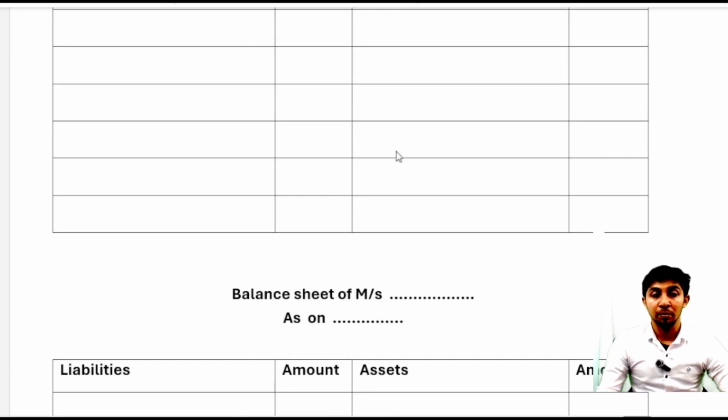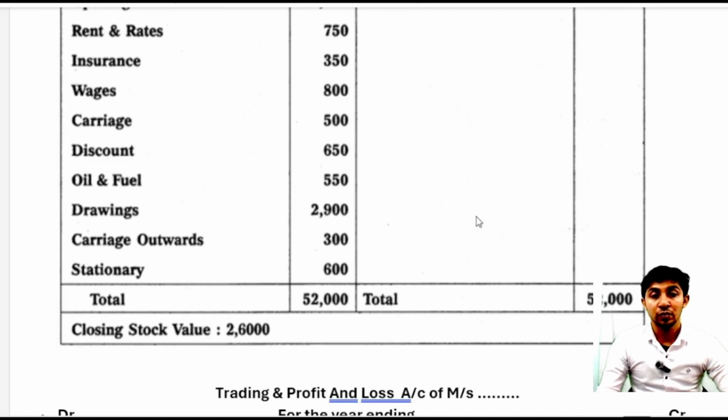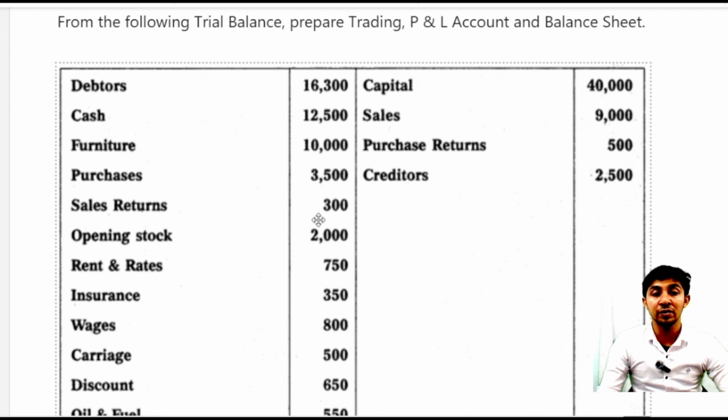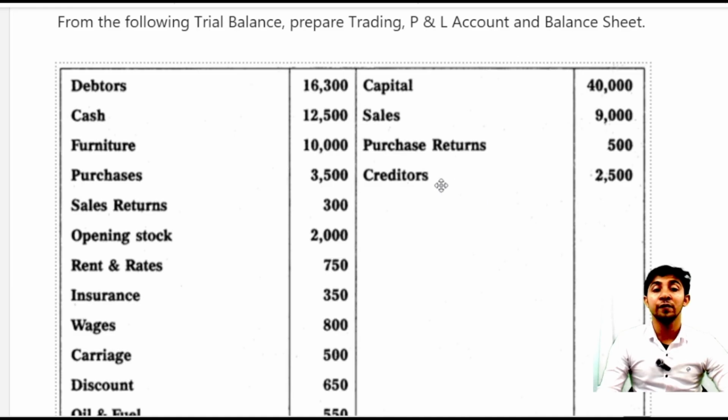Now let us begin with the trading account credit side. The first item of the trading account is sales, and the last item is closing stock. If you are writing sales, we need to search for sales on the credit side of the trial balance. On the credit side of the trial balance, sales is 9,000, and immediately we need to search for sales return. That will appear on the debit side of the trial balance. Yes, that is 300. Sales return is here, 300.